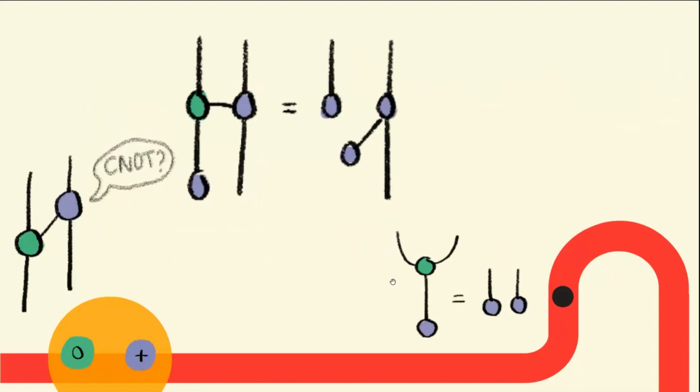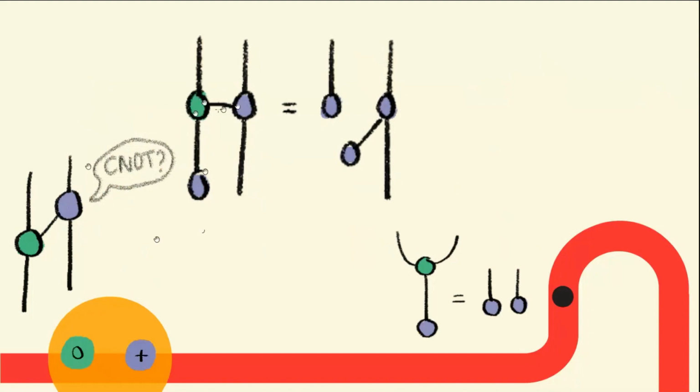Okay, so now I'm going to use this rule to convince you that the diagram that I showed earlier really is the CNOT operation. So let's take the CNOT, which is just these 2 spiders of opposing colors joined with 1 leg, and let's send in the 0 state. So let's see what happens.